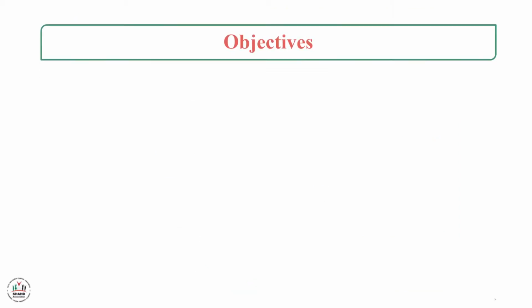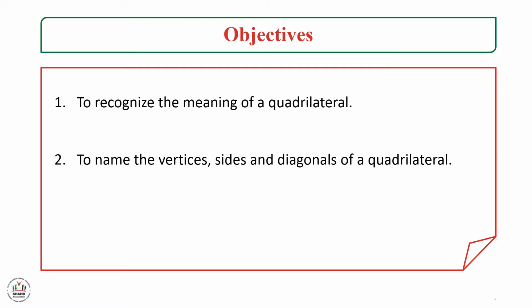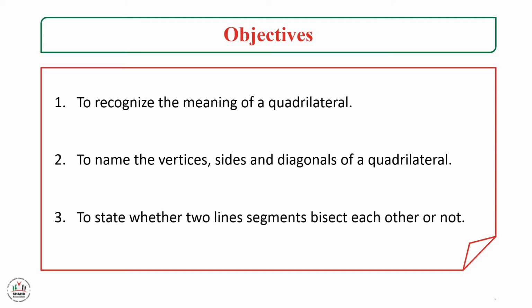The objectives of our lesson are: first, how to recognize the meaning of a quadrilateral. Second, how to name the vertices, sides, and diagonals of a quadrilateral. And the last one, how to state whether two line segments bisect each other or not.